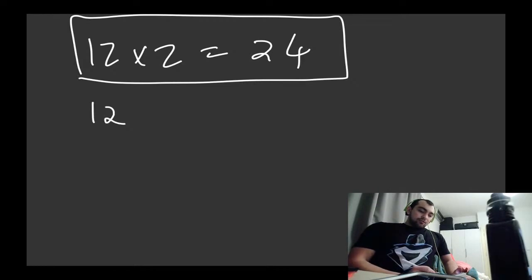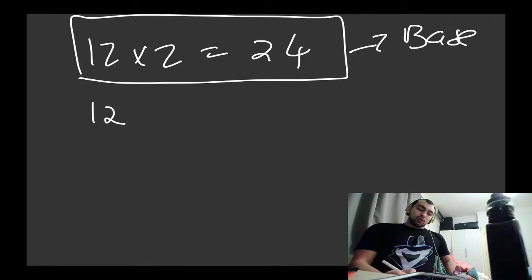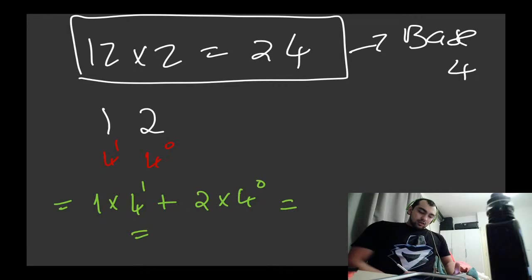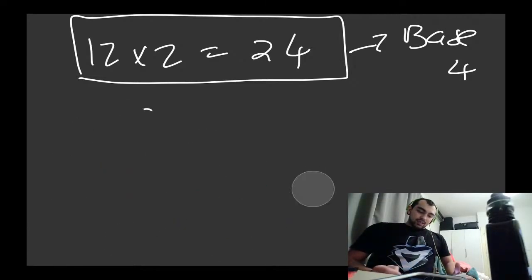Now let's look at base 4. Let's say that this is in base 4. What is 12 in base 4? We'll just learn how to look that up. We're going to have our exponents: 4 to the 0, 4 to the 1. This is going to be equal to 1 times 4 to the 1 plus 2 times 4 to the 0, which is 4 plus 2, which is 6. Assuming I didn't make any stupid mistakes, this should be 6.